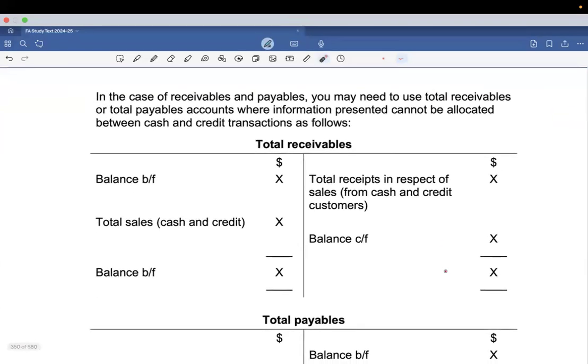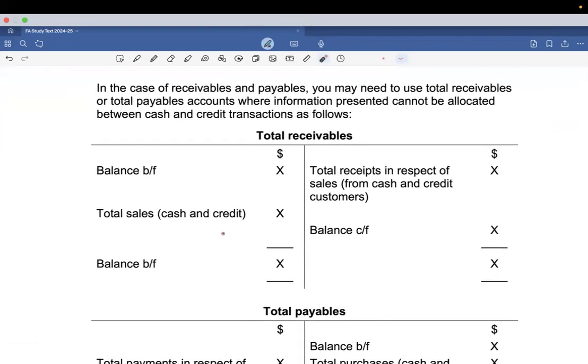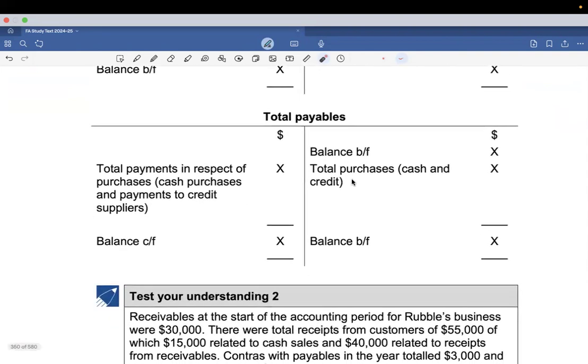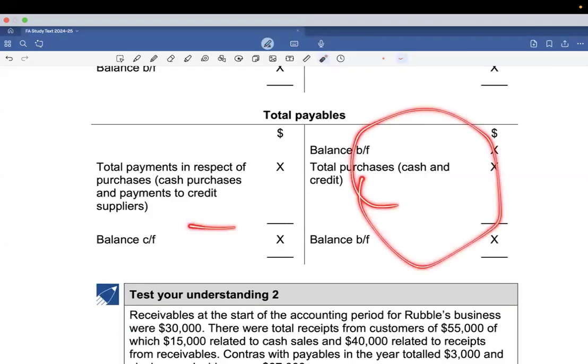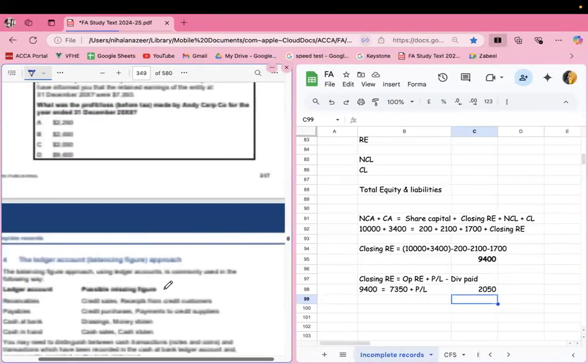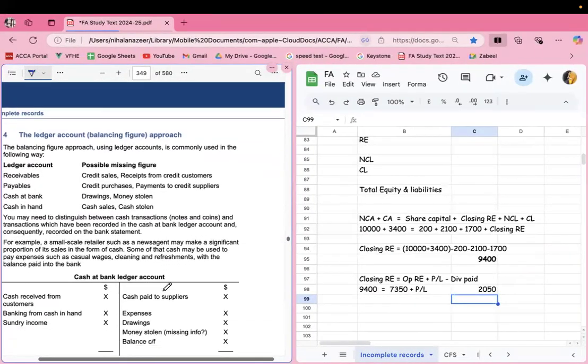Now, in terms of total receivables as well, whatever increases receivables would go on the debit side, whatever decreases it goes on the credit side. Understood? Now, payables, it's group two in nature. So whatever increases would go on the credit side, whatever decreases would go on the debit side. Understood?